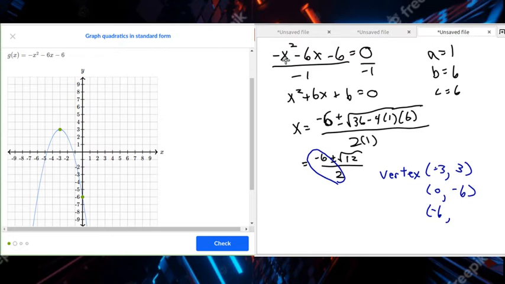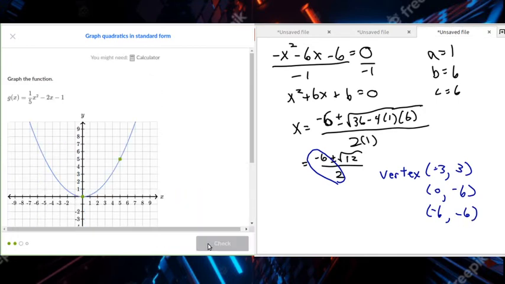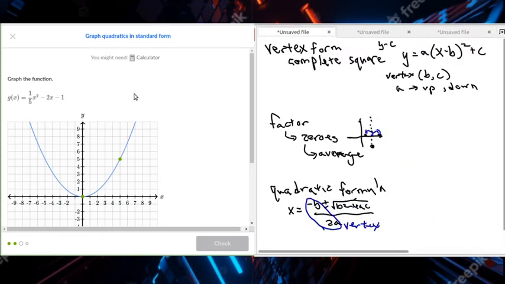Okay, so negative 6 squared is 36. Negative 36 plus 36, 0, minus 6 is negative 6. So that point over here checks out. Okay. Let's go back and look.